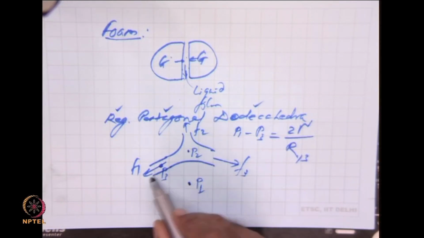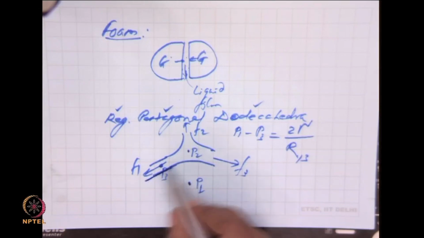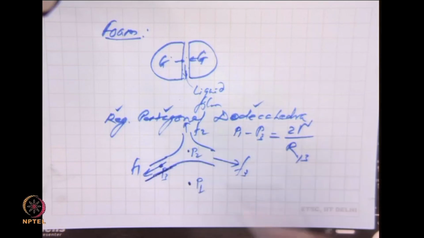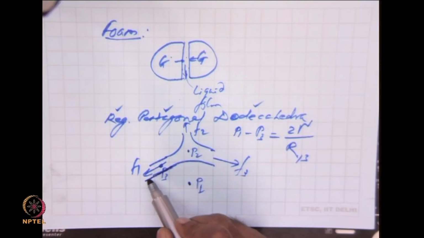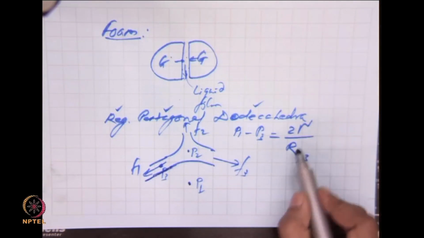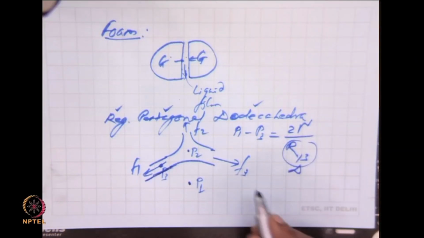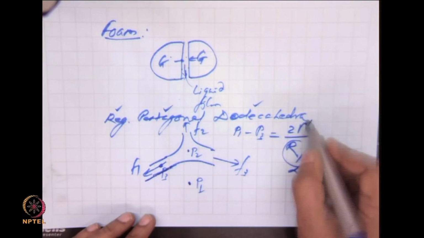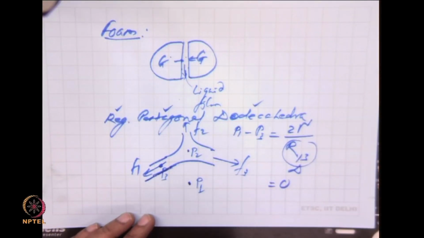But what is the radius of curvature for this flat region? Radius of curvature is the radius of that sphere of which this will be the surface. For a sphere to have a flat surface, the radius will have to be infinity, isn't it? So that means this is infinity. If this is infinity, 2 gamma, a finite quantity, by infinity, will be 0, which means P1 is equal to P3.